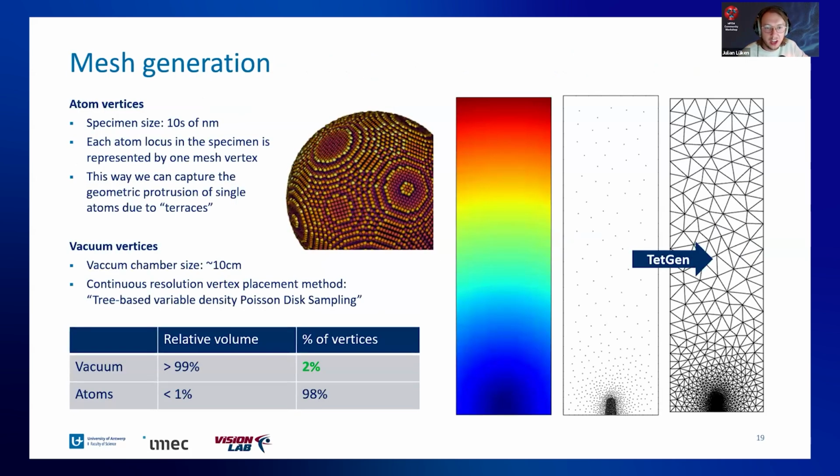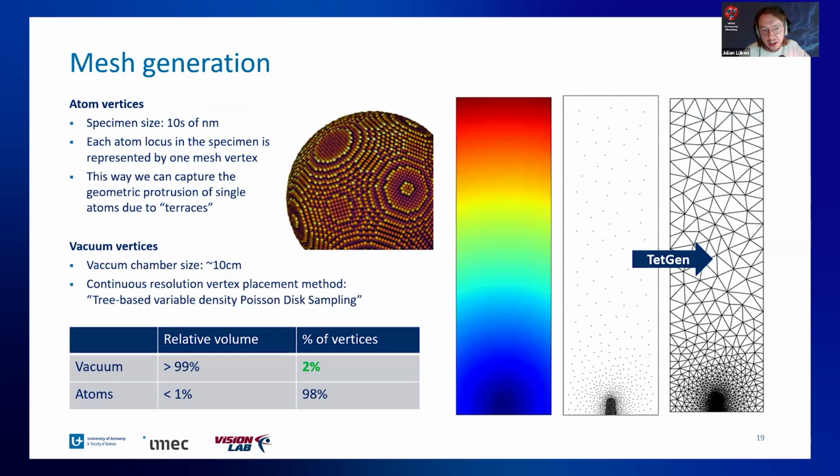Now, one thing about APT is that the specimen is very tiny. The length scale of the whole thing is tens of nanometers, but the vacuum through which the evaporated ions travel is quite large in comparison. The length scale here is tens of centimeters. So this is 8 orders of magnitude in difference.